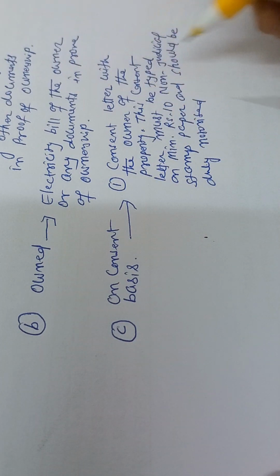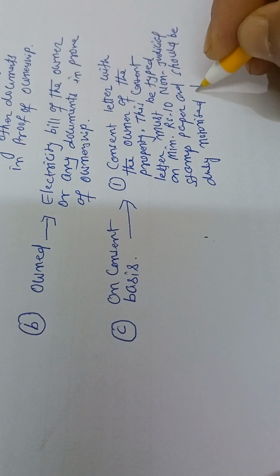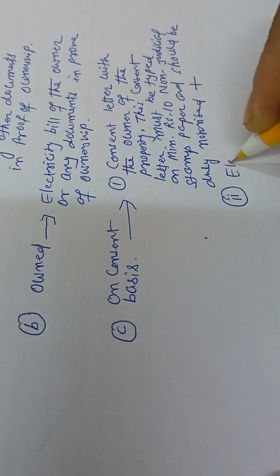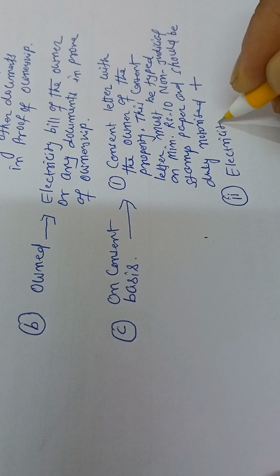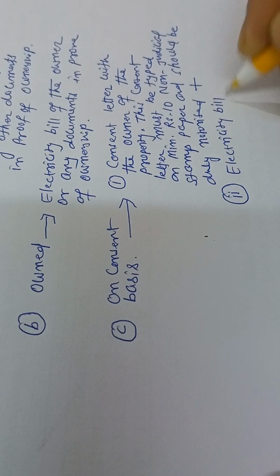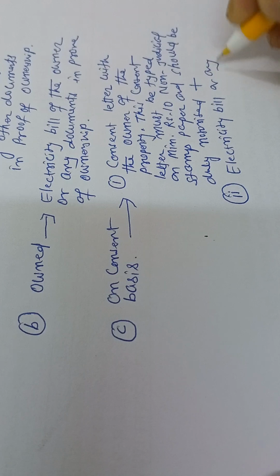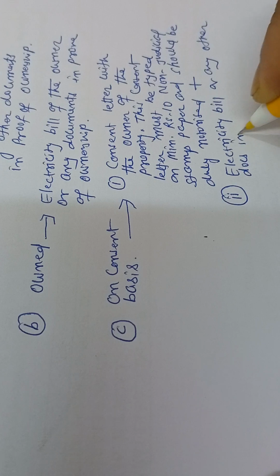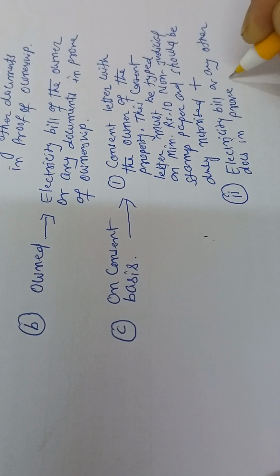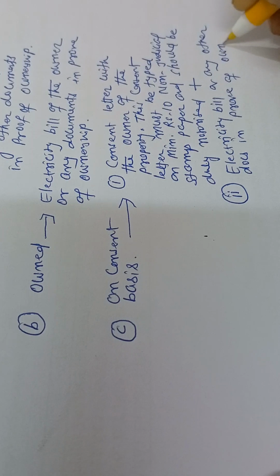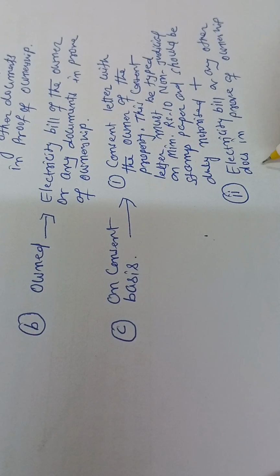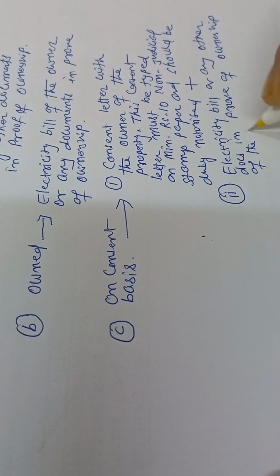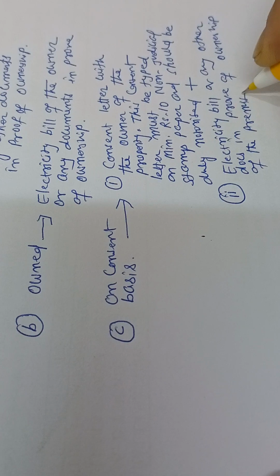So along with consent letter, there is one more document, plus electricity bill, or any other documents in proof of ownership of the premises.